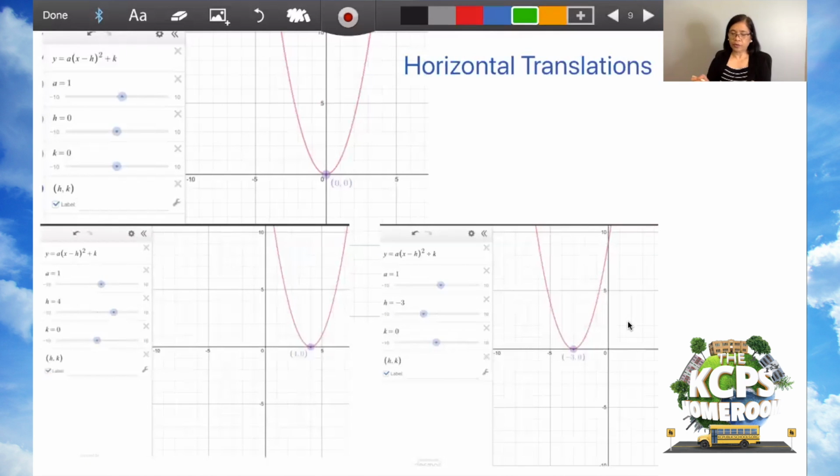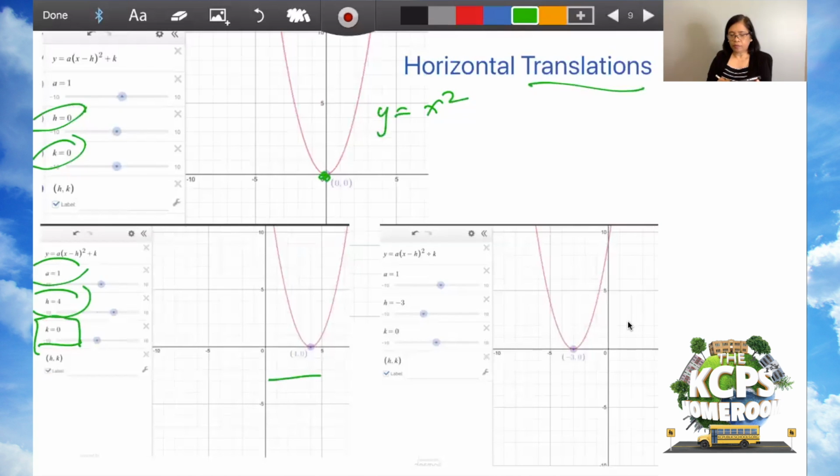Okay, next. Let's move on to horizontal translations. So let's start with the parent function. Again, you have y equals x squared, and you now change the value. a is still 1, h is 0, k is 0. This time, we're going to change just the value of h. h is 4 and k is 0. So notice that from 0, 0, our graph was moved to the right.